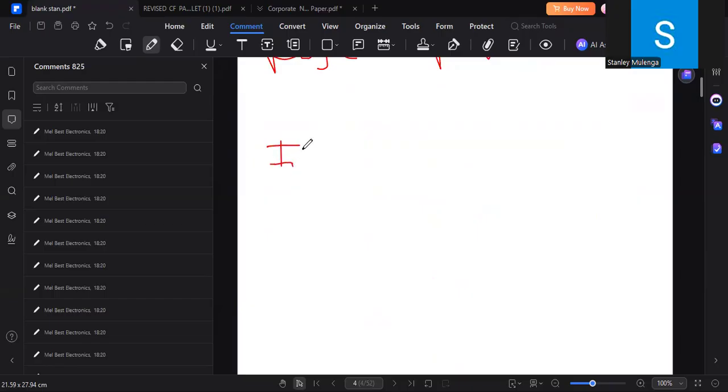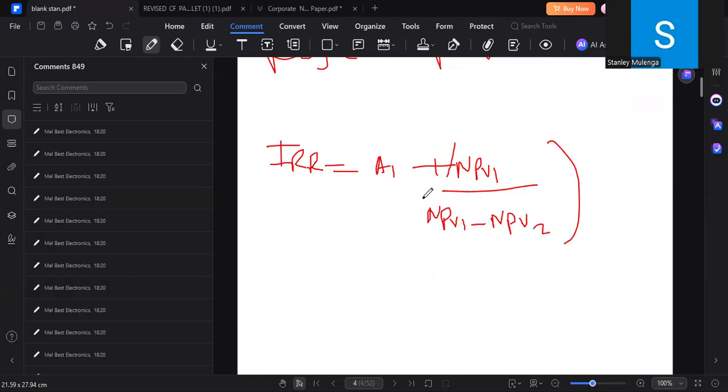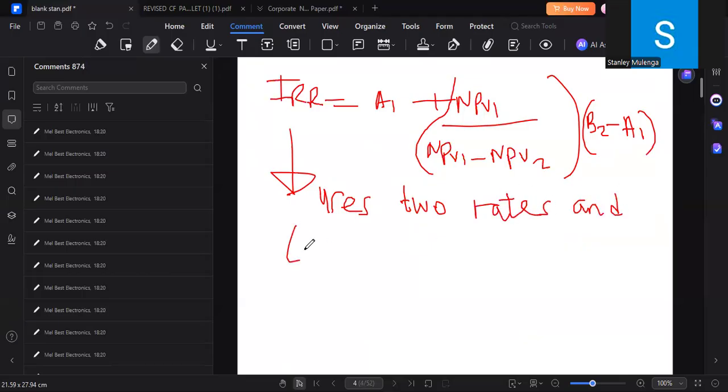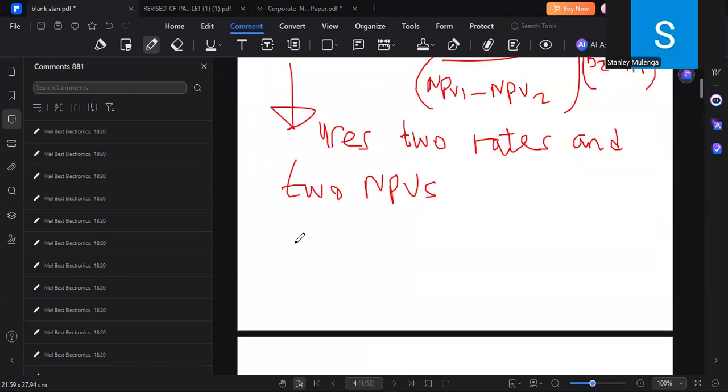Internal rate of return is equal to rate 1, plus NPV1 over NPV1 minus NPV2, times rate 2 minus rate 1. So this is our internal rate of return. This one uses two rates and two NPVs.